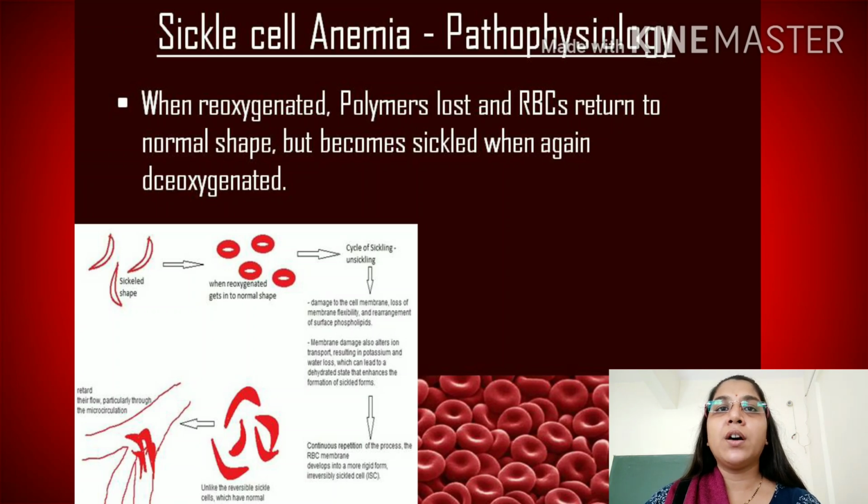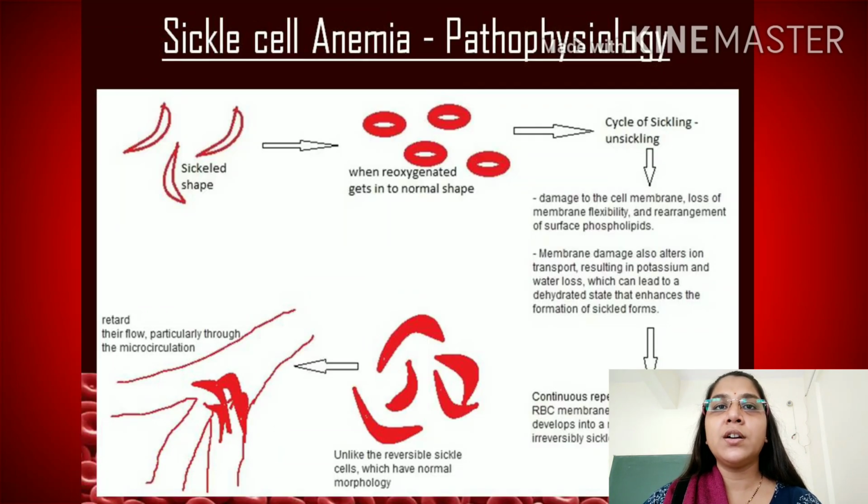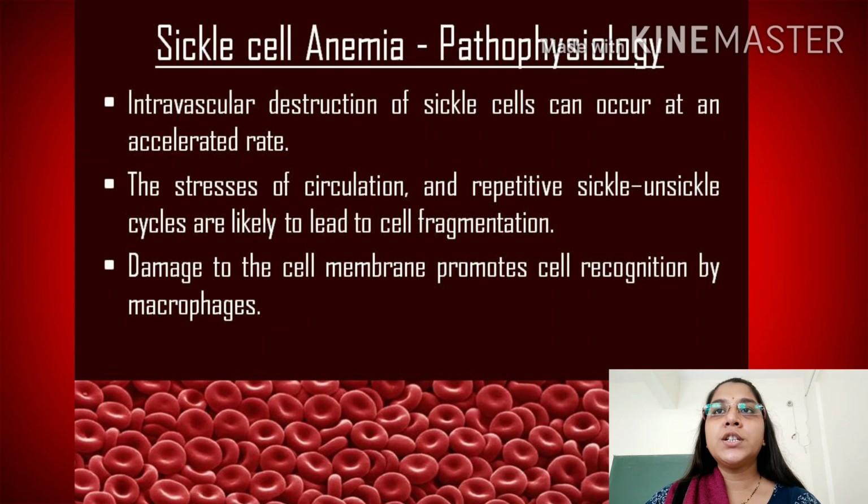So at the entering of the microcirculation or branching of circulation, there is sludging of the sickle shape RBCs, which do not allow the flow forward. Okay, so there is blockage of the blood circulation. Now such sickled shape RBCs are easily destroyed in the intravascular space.